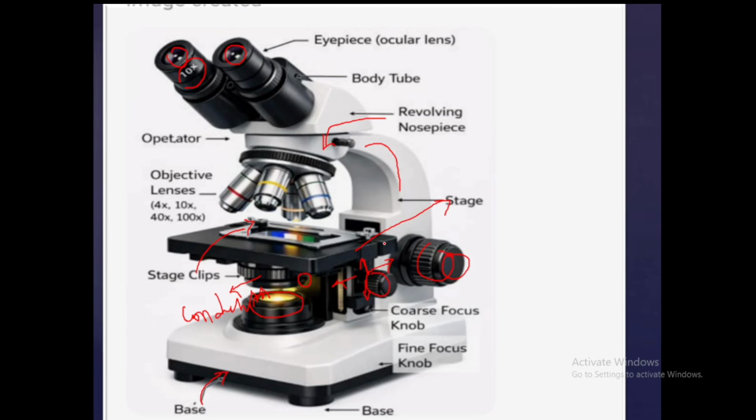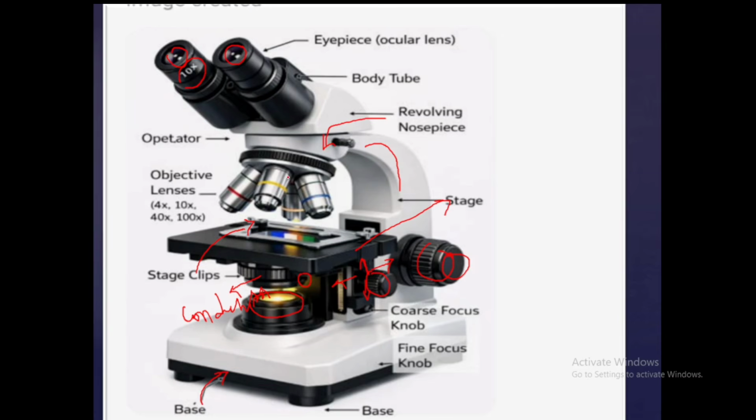Then stage clips are also present to hold the slide. Then the stage adjustment knob we can see here. These stage adjustment knobs help move your stage backward and forward and in the up and down direction. These are the fine and coarse adjustment knobs, important for focusing the specimen. And the C-shaped arm is present between the body and base.